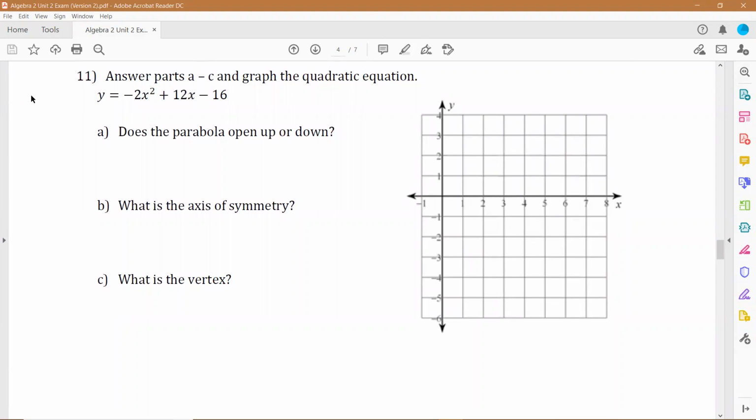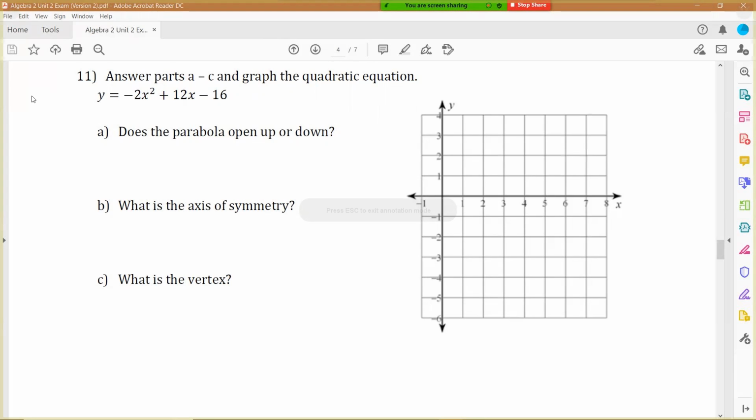Question number 11. We're again answering parts A through C and graphing this quadratic equation. This time it's in standard form, not vertex form. So we've got to do a little bit more work. This question, I believe, is worth 7 points. The last one was worth 5. So it's worth a couple more points because you got to do more work.